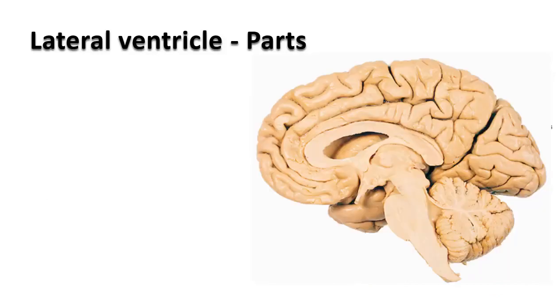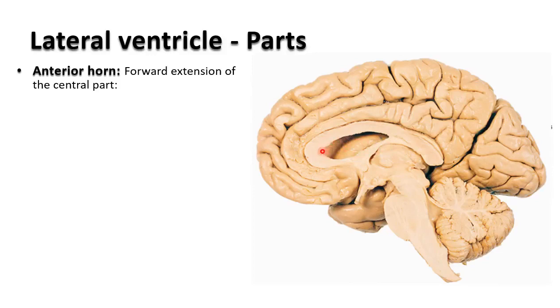Now coming to the remaining walls, the anterior horn. This is your anterior horn, projecting anteriorly into the frontal lobe. It is a forward extension of the body of the central part.